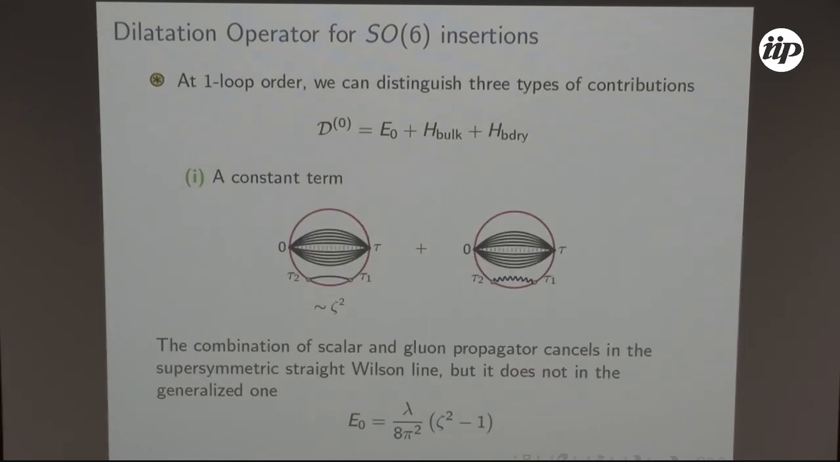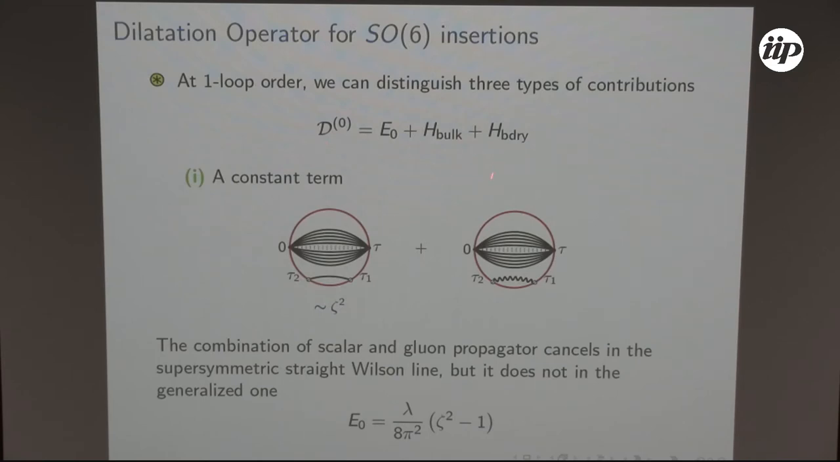Now, what we wanted to do is to do a one loop computation. And here you can distinguish between different types of contributions. Sorry, this should be a D1, but this is a one loop. There is going to be a constant term, some bulk Hamiltonian, because this dilatation or mixing operator is going to be interpreted as the Hamiltonian of an open spin chain. This is the bulk of the spin chain, and this is H boundary. It's going to be interpreted as a boundary term for this spin chain Hamiltonian.